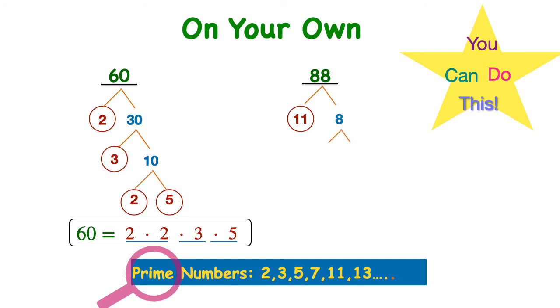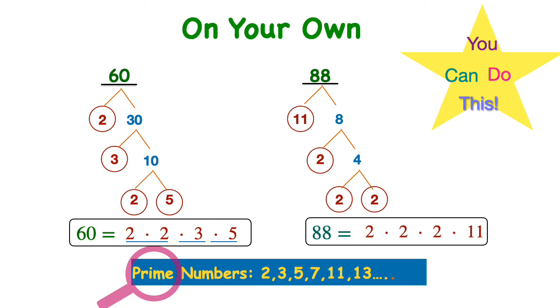All right, you would know that 8 is a composite number, so it would get 2 branches, so I would do 2 times 4. 2 is prime, I would circle it. 4 is composite, I would give it 2 branches. I know I can get 4 by doing 2 times 2, both of which are prime. So the prime factors are circled in my factor tree. So the prime factorization of 88 is 2 times 2 times 2 times 11. Double checking, 2 times 2 is 4, 4 times 2 is 8, and 8 times 11 is 88. So good job with that.